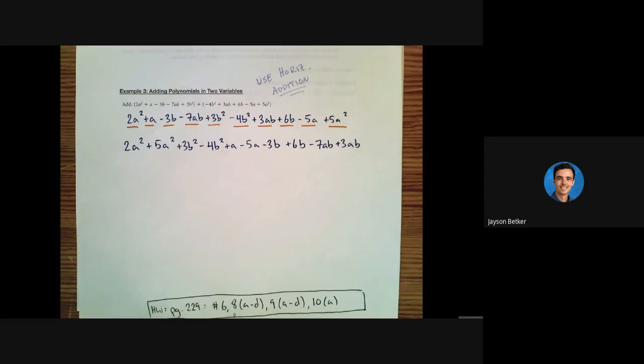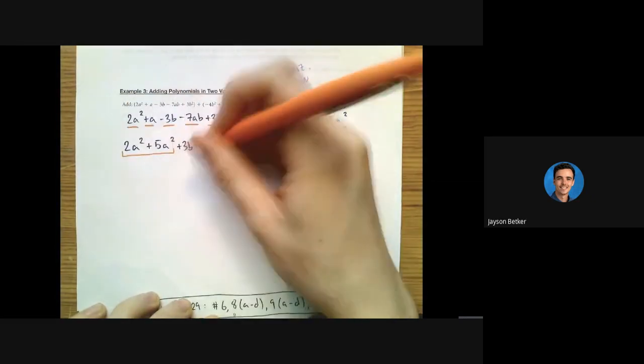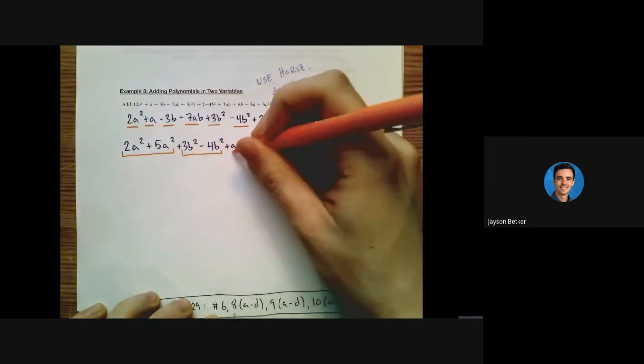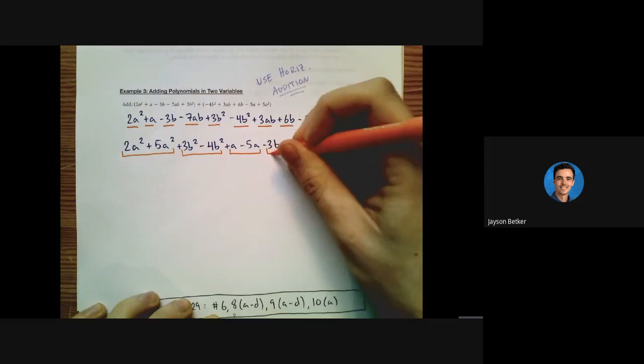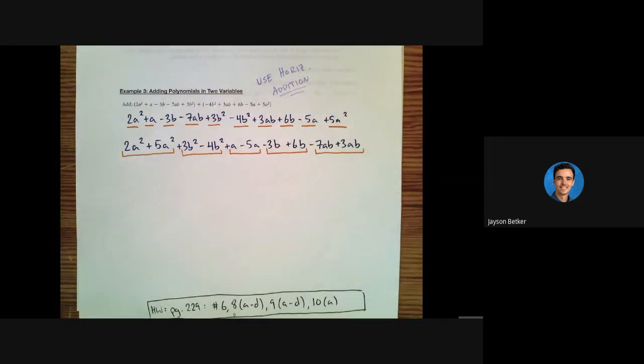So using those underlines, I can just keep a more clear tab on which ones I've pulled out and which ones I haven't. That way I make sure I don't forget to get rid of any of them in there or to group any of the right ones. So now we've got the a squareds together, we've got the b squareds together, we've got the a's together, the b's together, and the ab's together. So evaluate all of those individually.